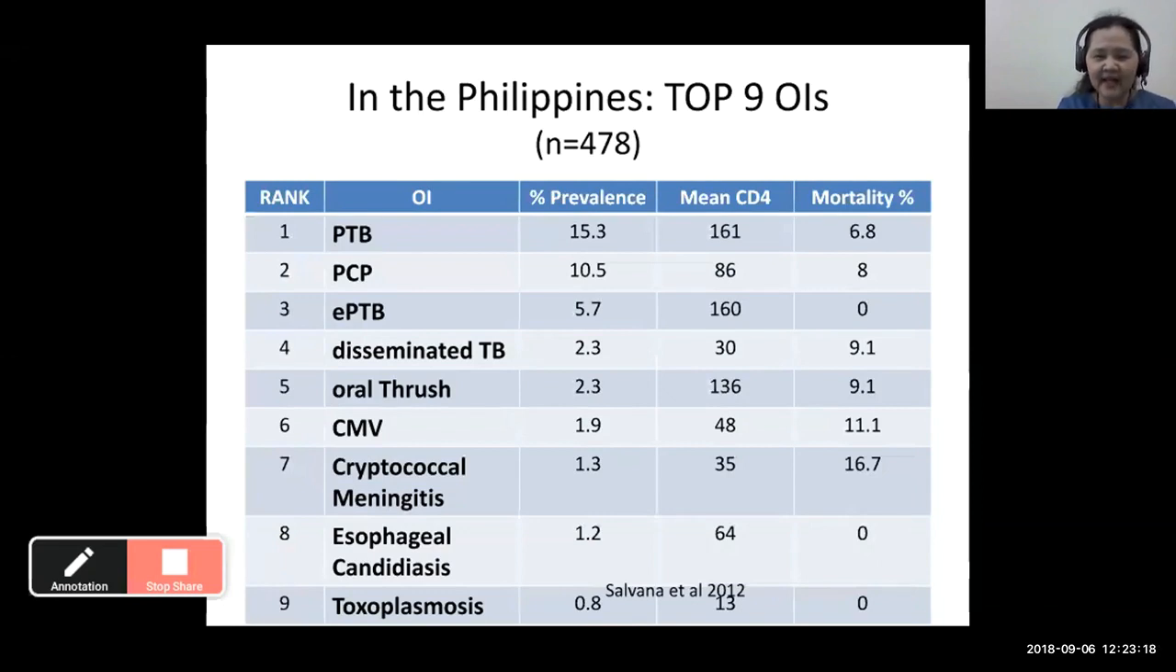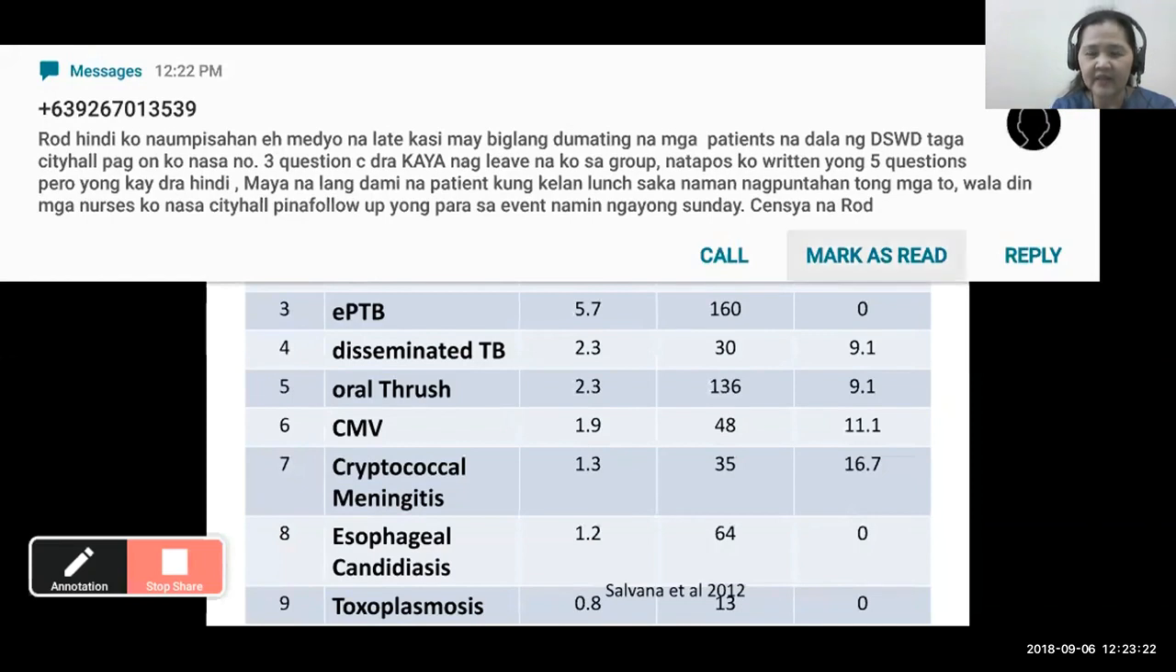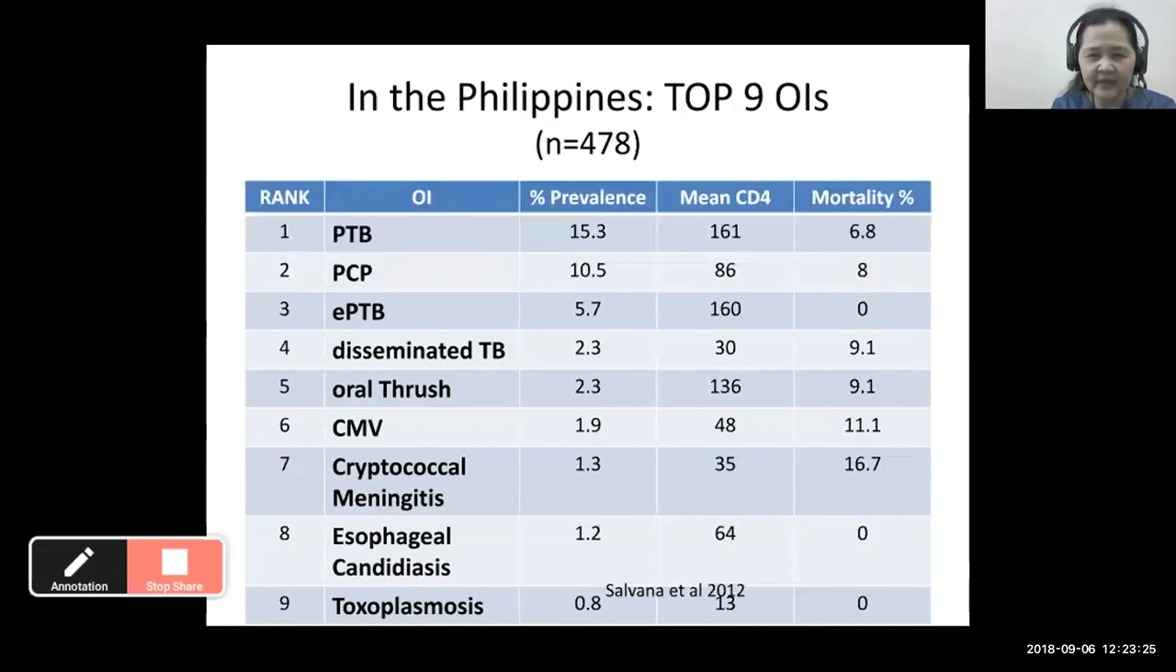Okay, this one I borrowed from the data of Dr. Edsel Salvania. They looked at the top 9 list of the more common OIs seen in the clinic of the PGH. So we see here that PTB, pulmonary tuberculosis, and PCP are almost neck to neck and take on most of the bulk of the infections.